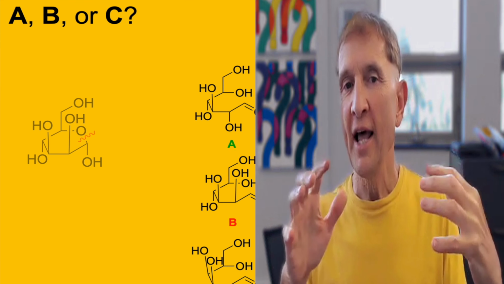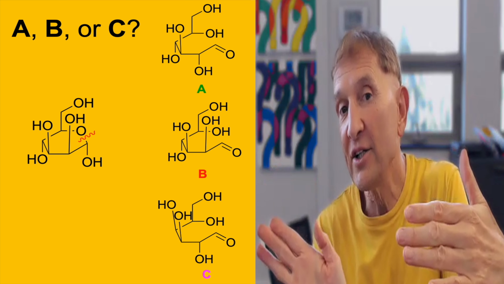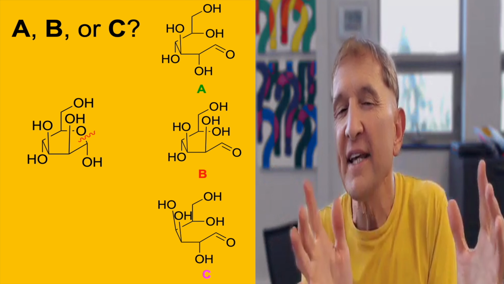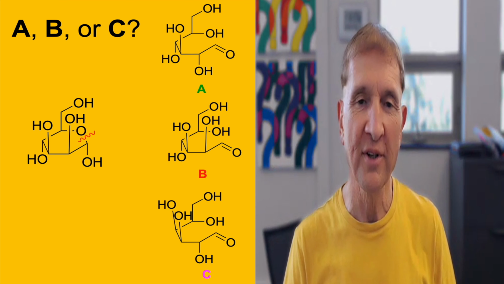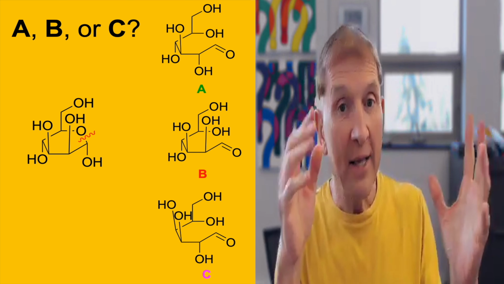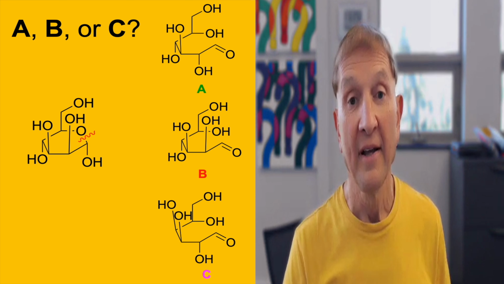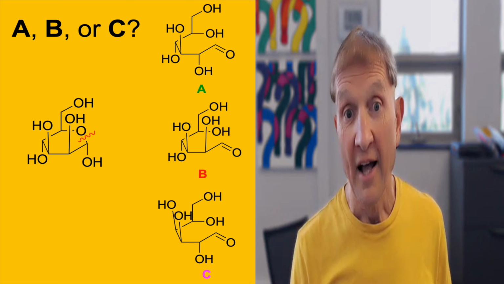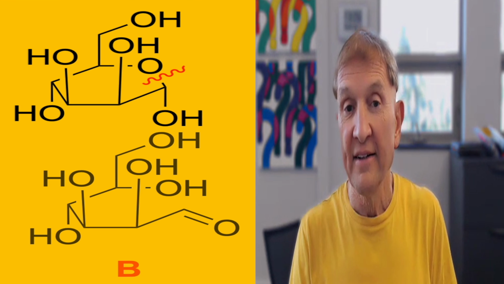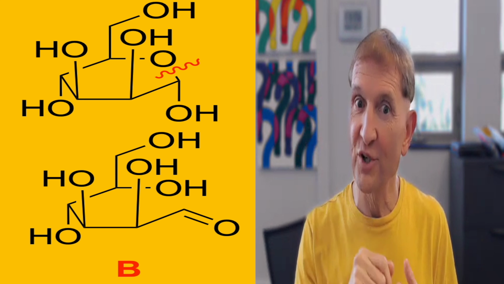If we take a Haworth projection and imagine a hemiacetal opening to a hydroxy group and an aldehyde, but draw everything in exactly the same conformation, well, what do we see? In this case, what do we see? A, B, or C? I see B. That's the one that's epimerized at C2 relative to glucose.